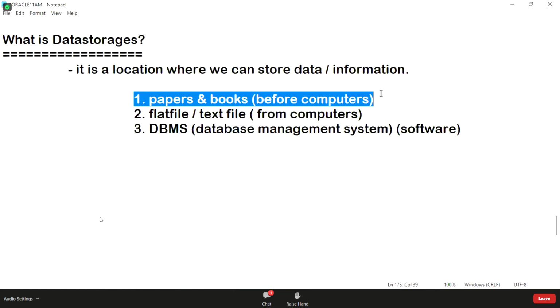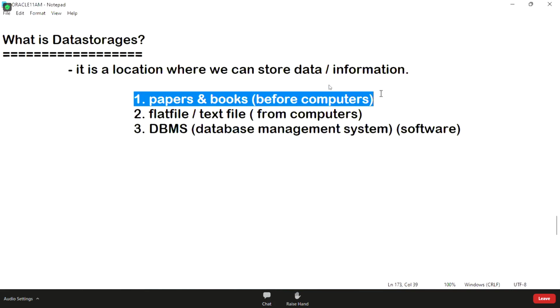Is security there? No, anybody can open your paper and see whatever you wrote and stored, because there is no security. Can I do any manipulations? Very difficult, not possible. Manipulations means changes and modifications. Can I do that in my notebook? No. If you want to modify, you strike your line and write a new line again, right?